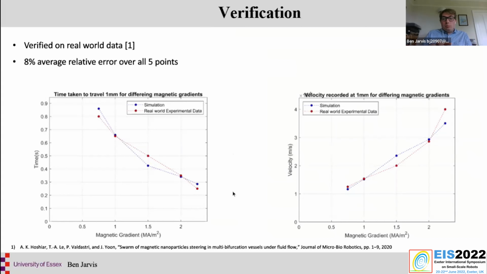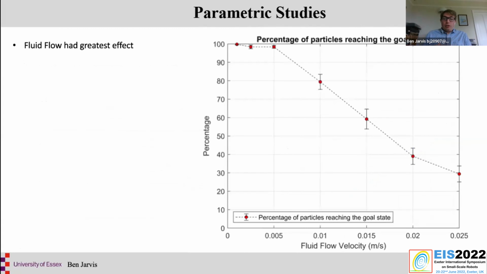So what the two graphs are, the first graph on the left over here, this is just the time in seconds for a particle to travel from a starting place to a goal place 1 millimeter along a simulated channel. And on the right hand side, it's just the velocity at the end, which was recorded separately to check that this verified it. And so we're quite happy with an 8% average error. So we then moved on to some parametric studies, just some initial ones to get some good results out of it.